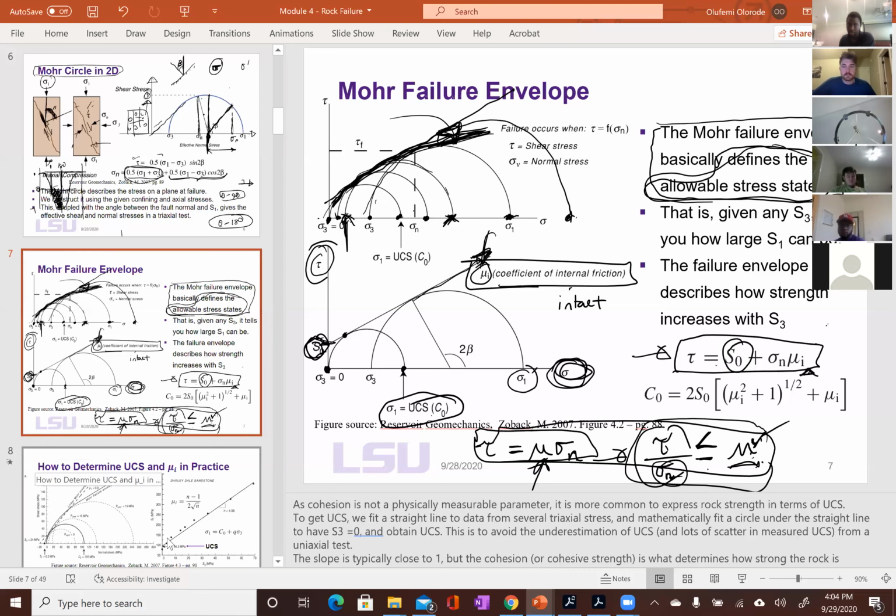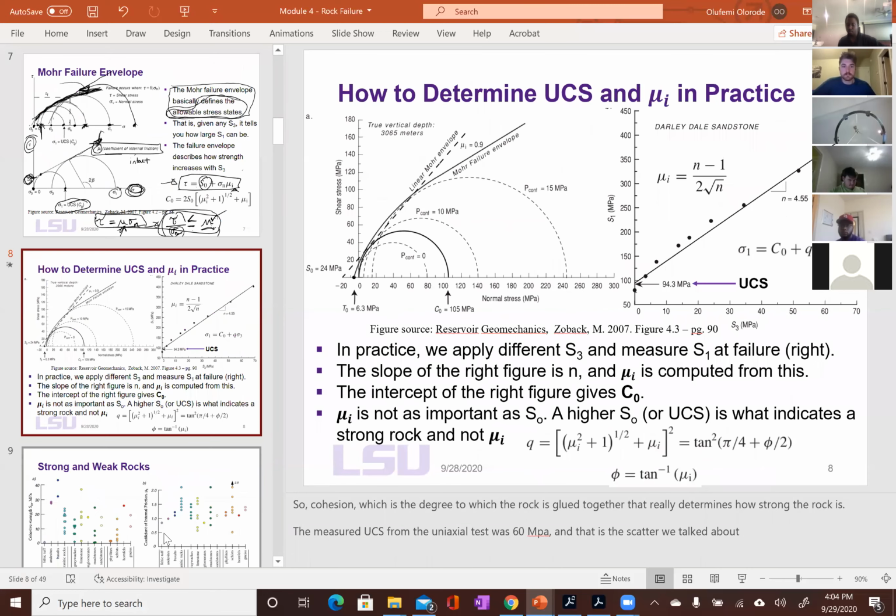Any other questions on the Mohr circle? So instead of working in this space where we're plotting tau against sigma n, what we do in practice is to plot S1 against S3. It's very important to realize they are different. Because you're doing S1 against S3, the intercept is UCS. The intercept of S1 against S3 is not S0 like you have here. It is UCS. So it's just a change of axis.